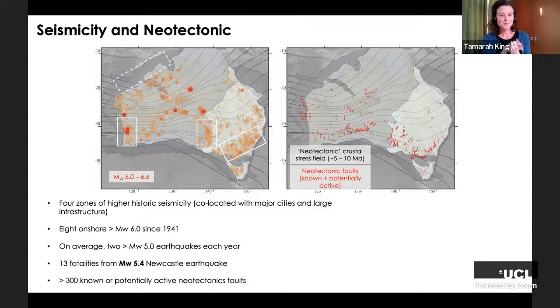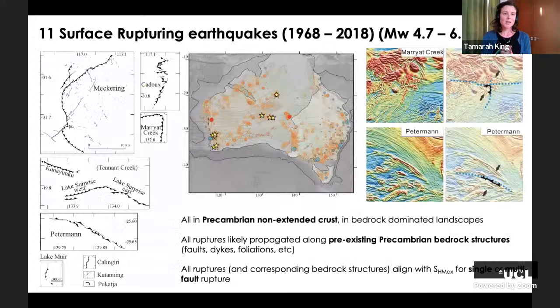Next slide. In Australia, we've had 11 historic surface rupturing earthquakes in 52 years, which is an incredibly high number, again, for an intraplate stable continental region. Those magnitude ranges are 4.7 to 6.6, so we have a lot of earthquakes. I think there are about 4 surface ruptures less than magnitude 5.5, which is uncommon on a global standard, but for Australia, again, it's relatively normal.